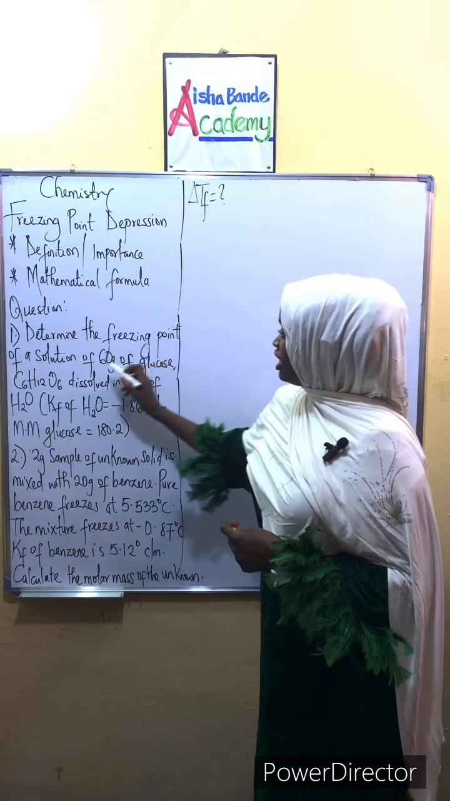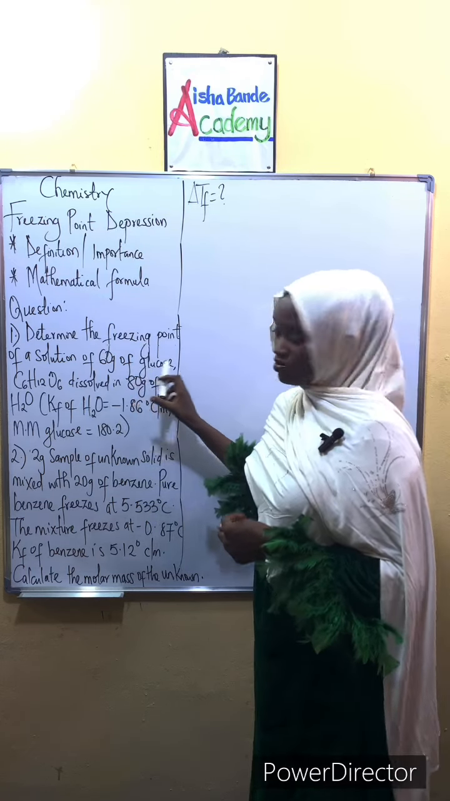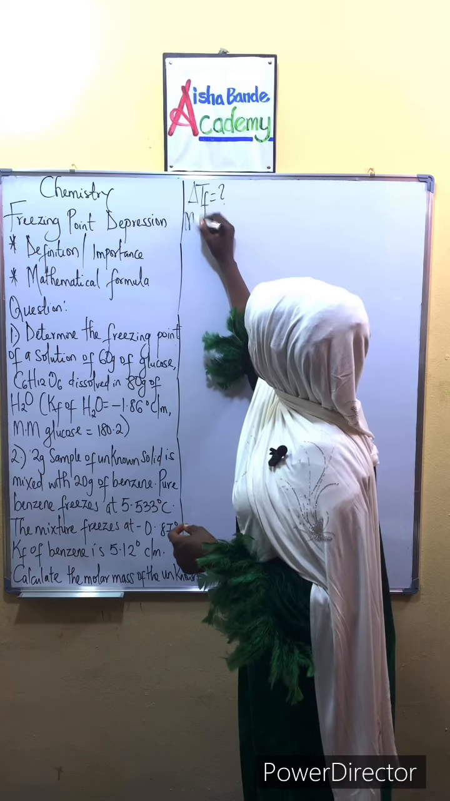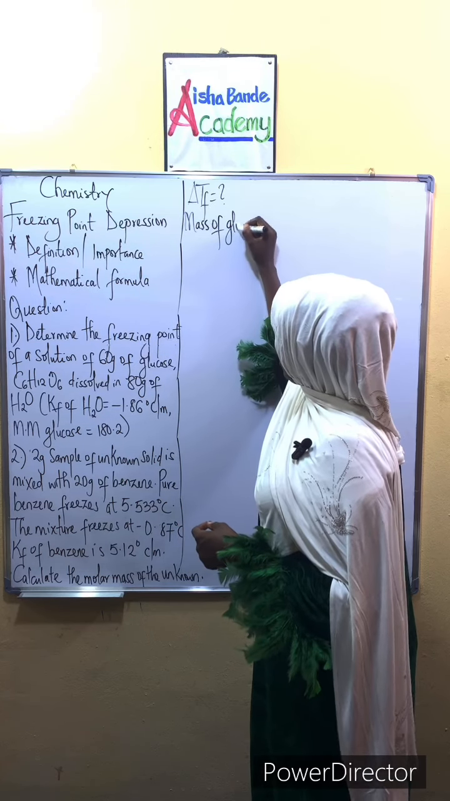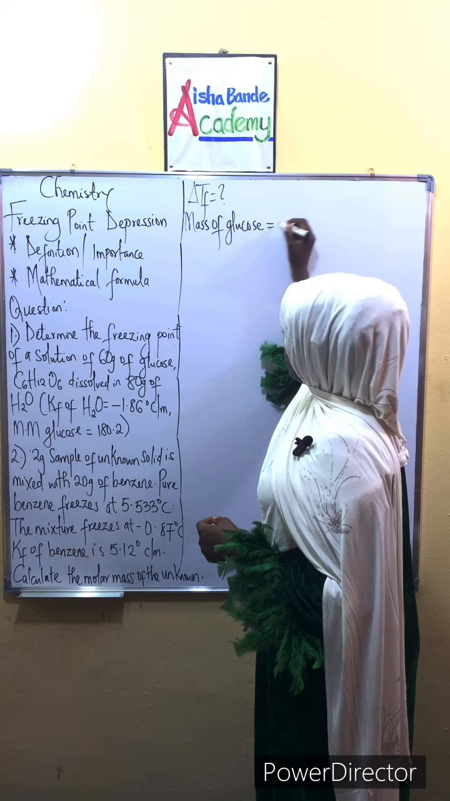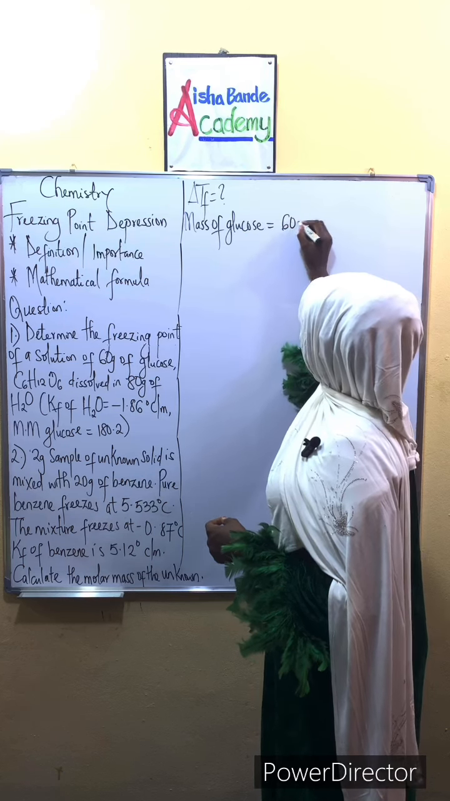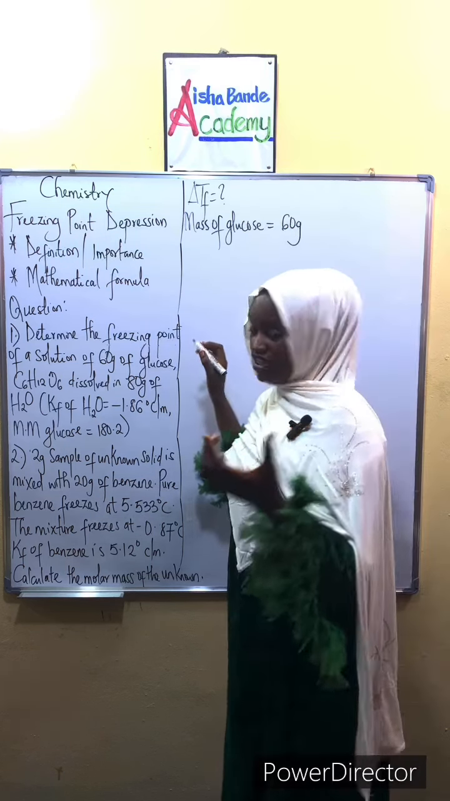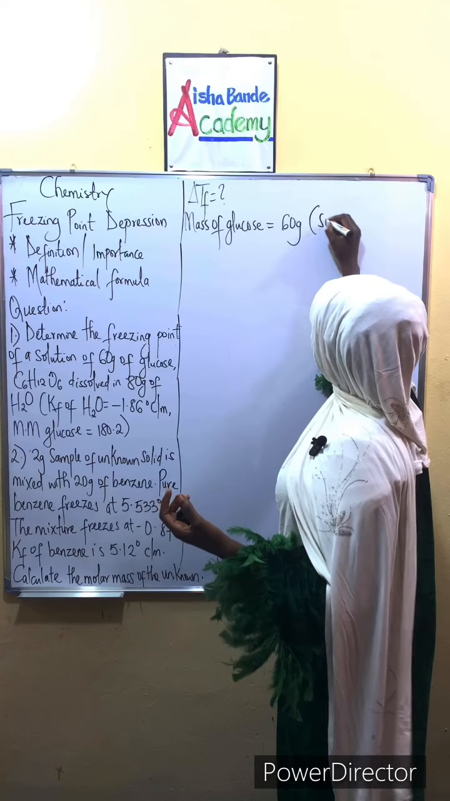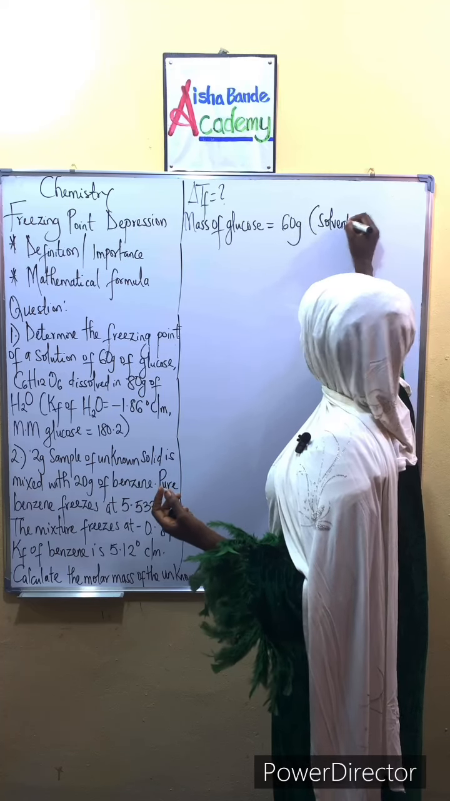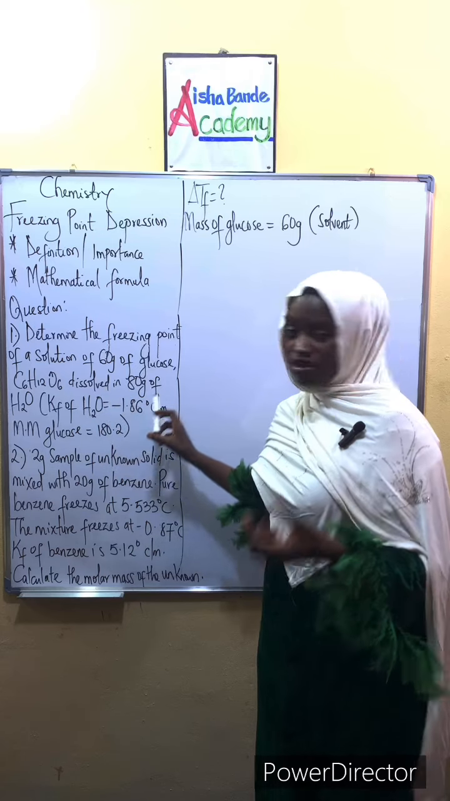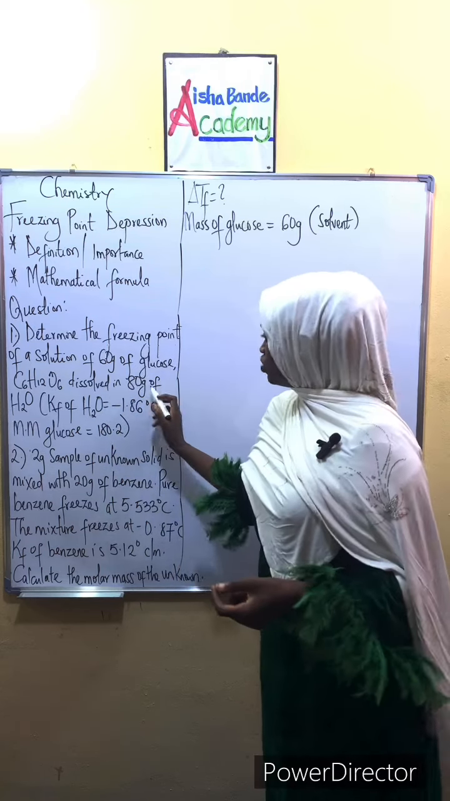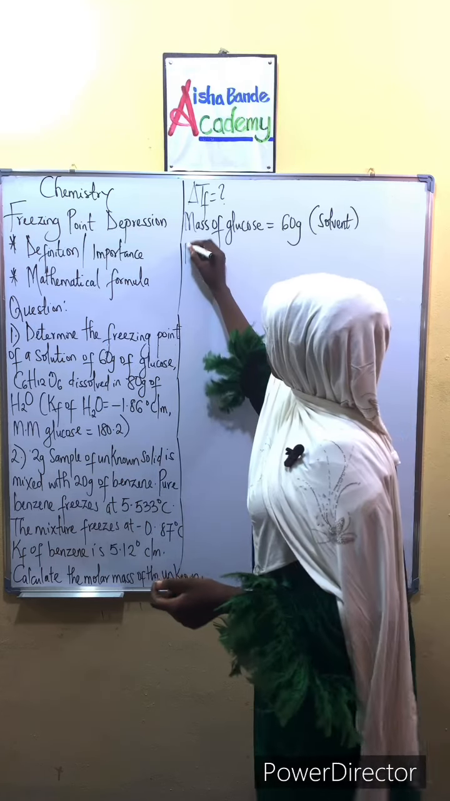They said a solution of 60 grams of glucose. So we are given the mass of glucose as 60 grams, and this glucose is the solute. Moving on, we are told that it's dissolved in 80 grams of water. So this is the solvent, water is the solvent here.